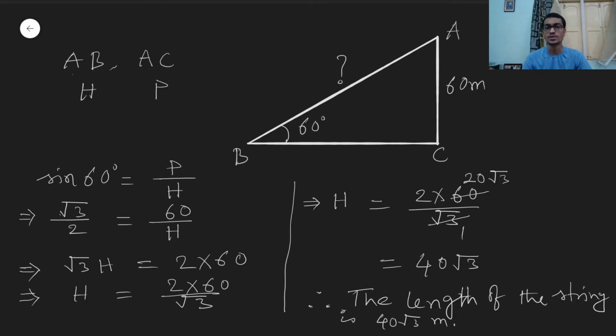So what we have learned is that we will use those two sides, one of which is our known side, whose value is given in the problem, and the other is our question, and we will use that trigonometric ratio which is related to these two sides.